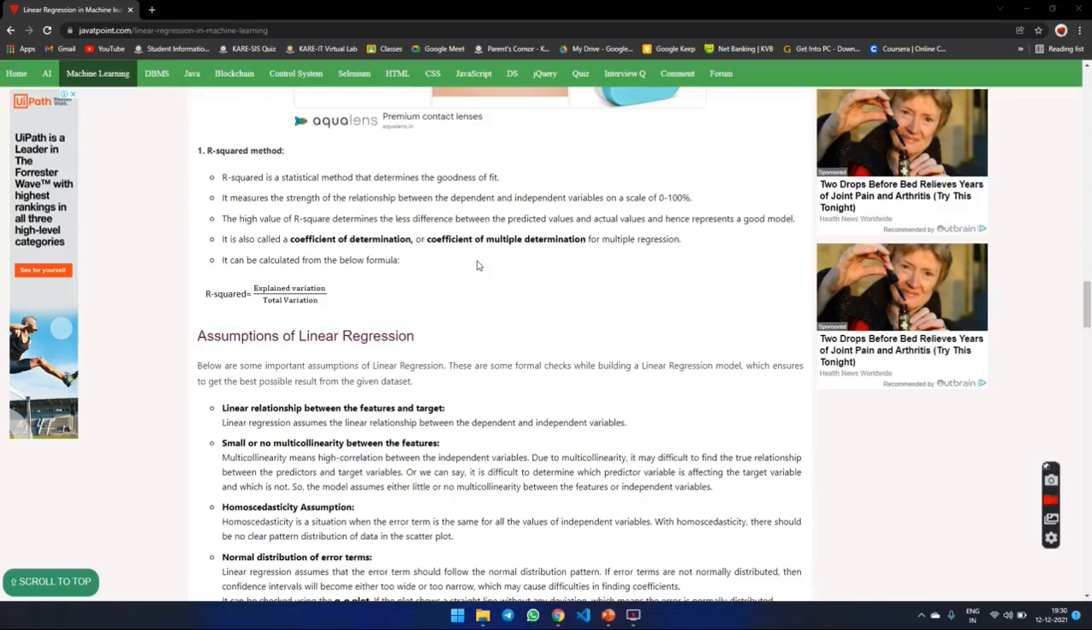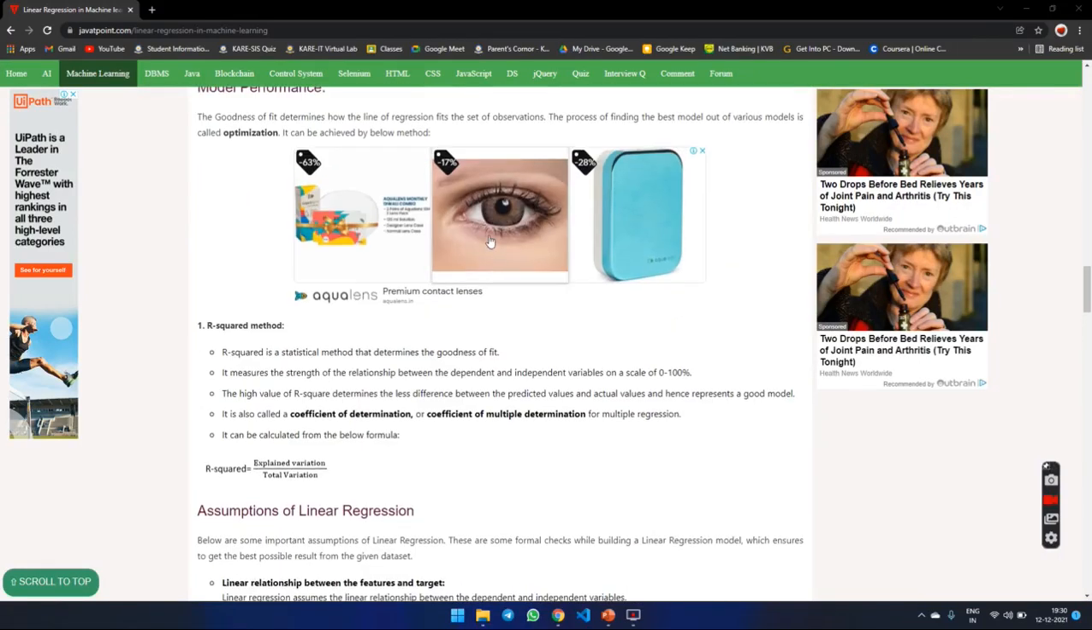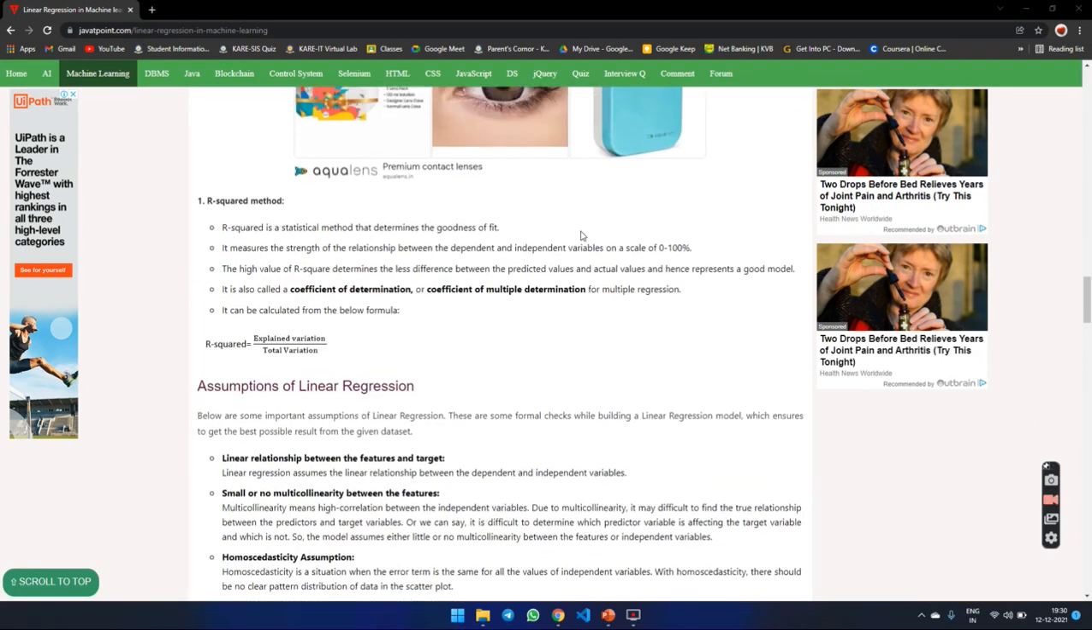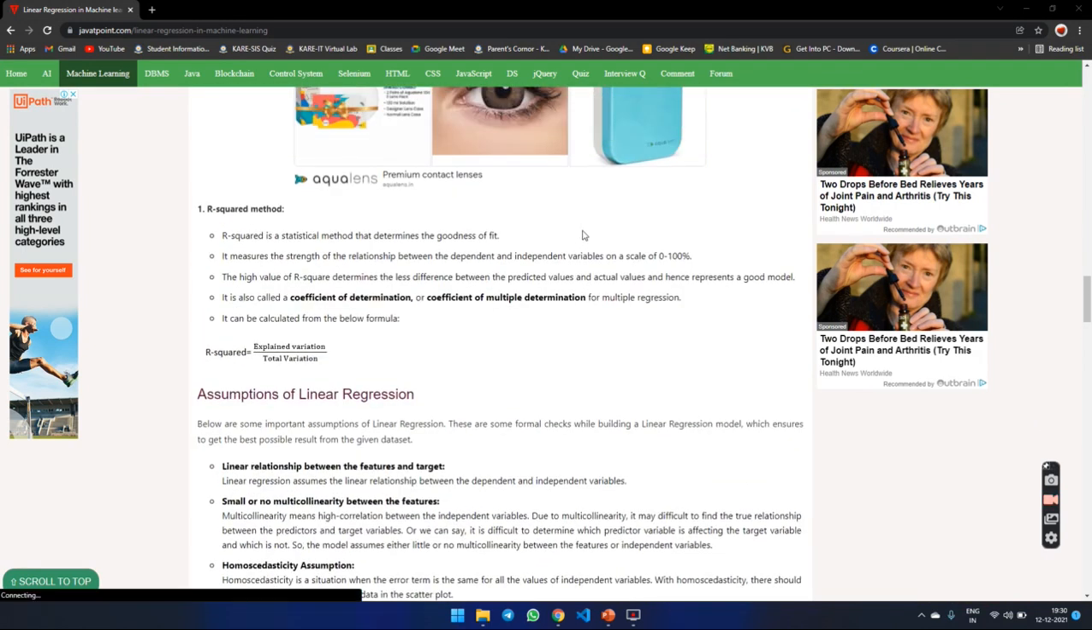Friends, now we are discussing what is the R squared method. First, what is meant by the R squared method? The R squared method is a statistical method that determines the goodness of fit. It measures the strength of the relationship between the dependent and independent variable on a scale of 0 to 100%.